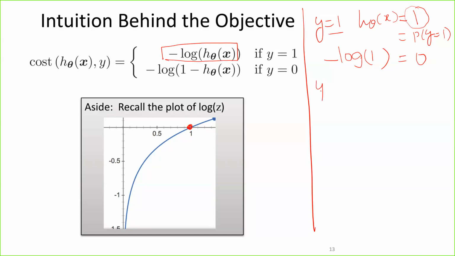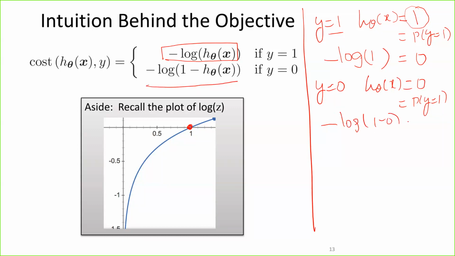Now another question. y equals 0 and h theta of x is 0. It means the probability of y equals 1 is 0. If the probability of y equals 1 is 0, what is the probability of y equals 0? 1. So you're adding a penalty of minus log(1 minus h theta of x), which is minus log(1 minus 0), which is log 1. So log 1 is 0 penalty. This is also a correct prediction. You're adding a penalty of 0 in this case also.